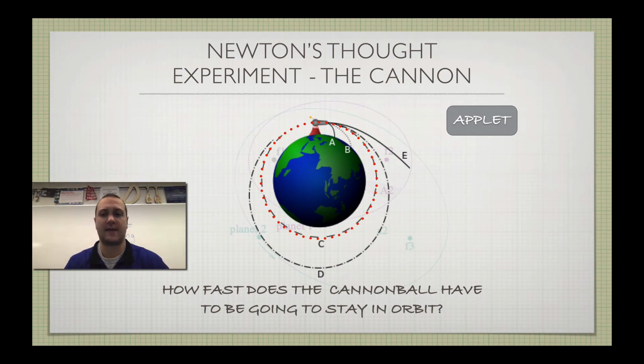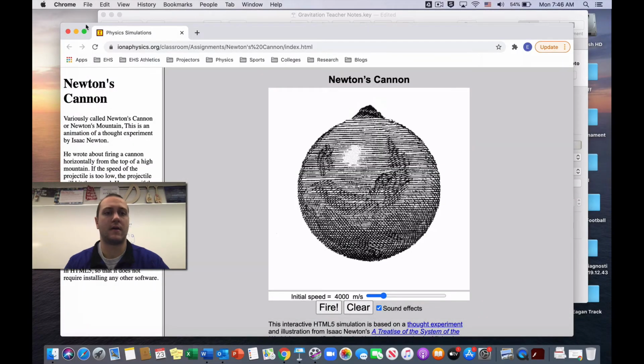If we take a look at this little applet that I have, this Newton's cannon from ionaphysics.org, here's the mountain, here's the Earth, and basically we can modify how fast this is being fired, and we can see approximately how far the object would travel before it gets pulled back down to the Earth. If we don't fire it fast enough, like right there at 4,000 meters per second, it doesn't make it very far around. If we move the speed up a little bit more, let's go 5,500 meters per second, we see that it's not moving fast enough, so it gets pulled inward.